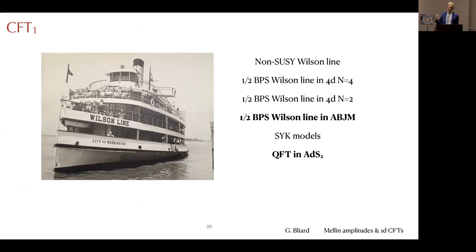So, one-dimensional conformal field theories. As I said, we have plenty of examples, notably Wilson lines. I'll let you find the exception to the rule. The Wilson lines that are one-dimensional CFTs are very prevalent. We have any non-supersymmetric Wilson line in a conformal field theory. We have the half-BPS Wilson lines in N equals 2 and N equals 4, the half-BPS Wilson line in ABJM, and also the cases of SYK models and just any quantum field theory in AdS2. We'll be studying these two examples, and the other ones remain to be looked at with this formalism.